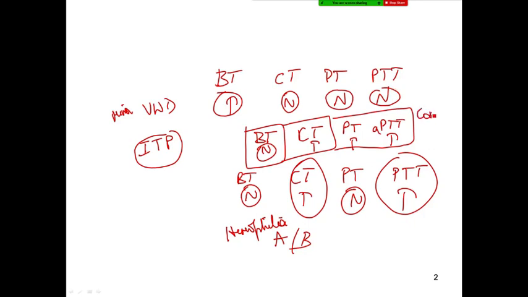Common and intrinsic and extrinsic. Correct, both intrinsic and extrinsic pathways. So it should be a disease affecting the common pathway. So what are the diseases which can affect the common pathway? Liver disease and vitamin K deficiency.